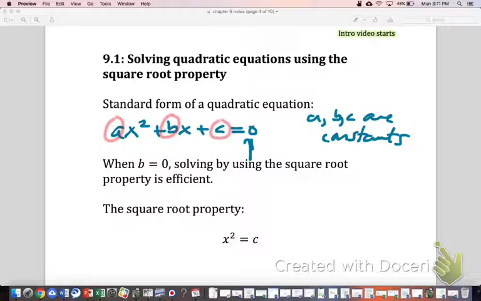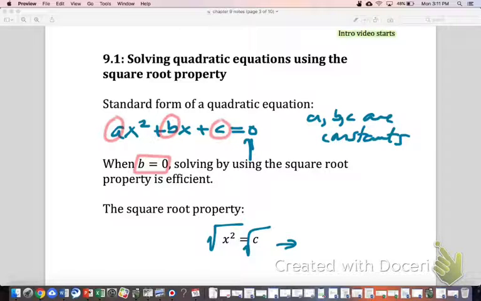Okay, so in a very specific case, which we're going to talk about today, when b is equal to 0, or perhaps the quadratic has been carefully rearranged, then you could use the square root property to solve in a very efficient way. So the square root property is very simple. You can square root both sides of an equation, and that is permissible.